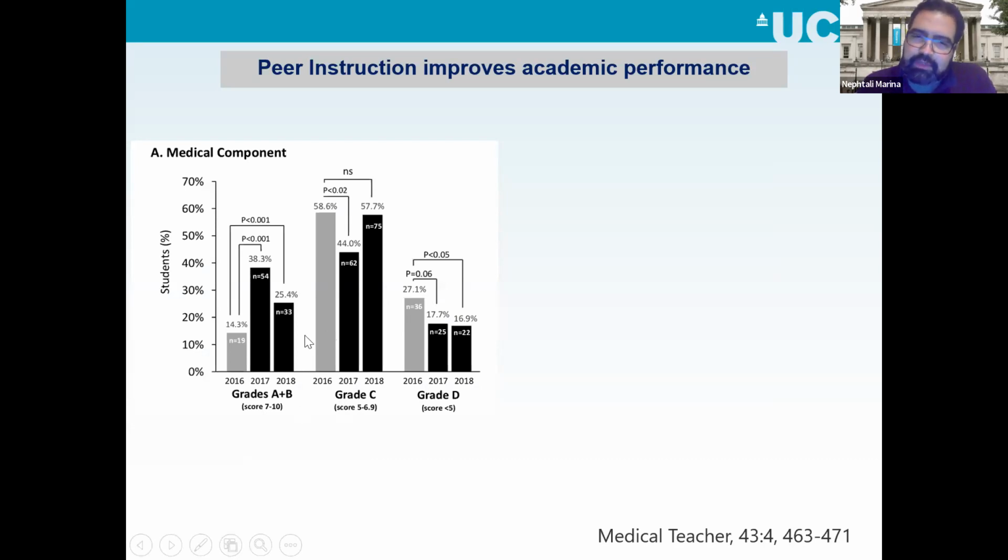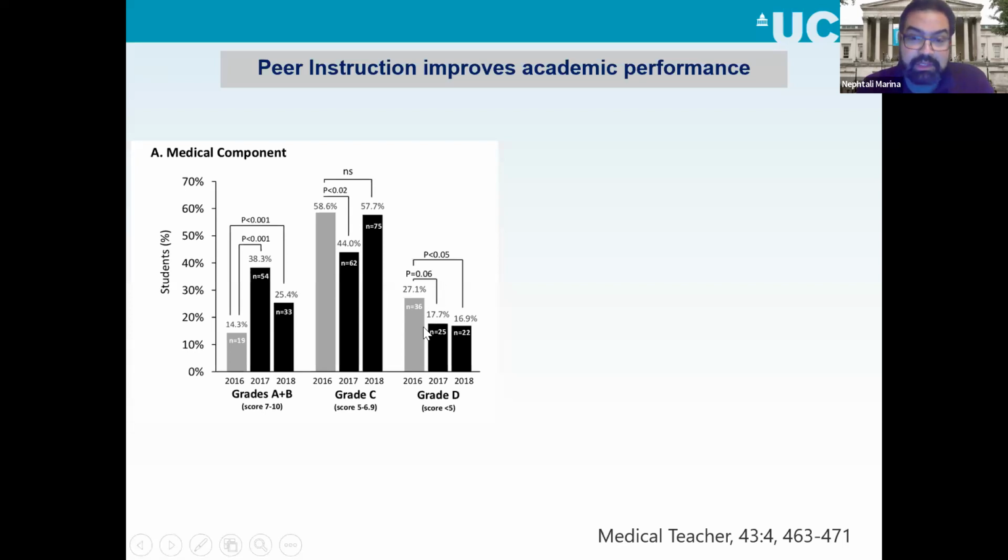Using peer instruction significantly increased the probability of students getting higher grades. So they divide in Spain. There's the system of grades A, B, C, and D. A and B are the highest scores, D would be the lowest ones. And as you can see, between 2016, which was a traditional lecture style, and in 2017, when they implemented peer instruction, there was a significant increase in the percentage of students achieving high grades.